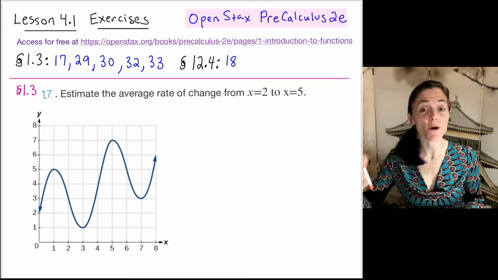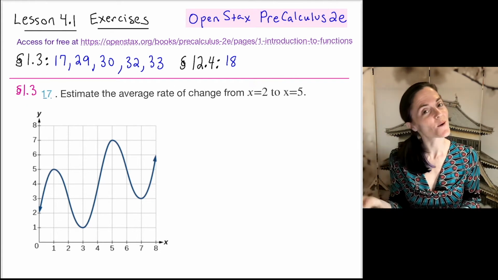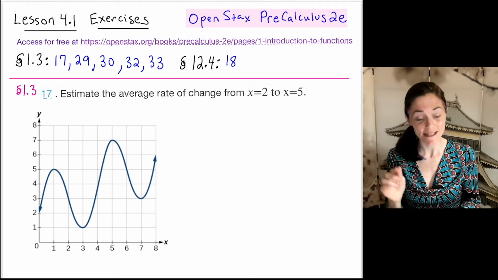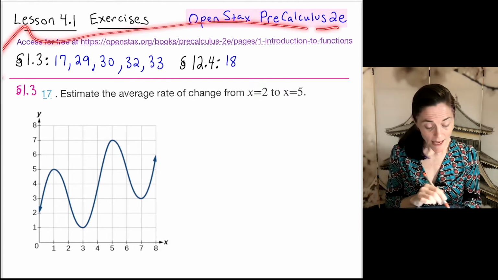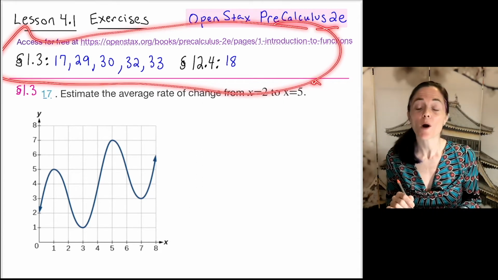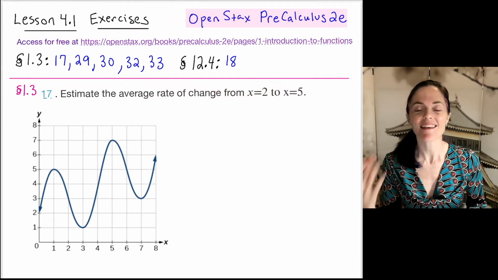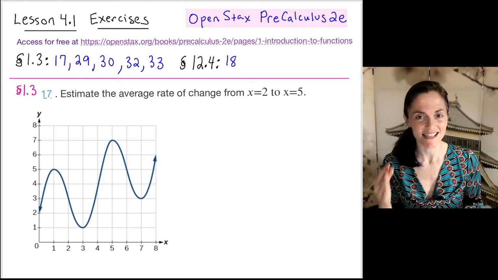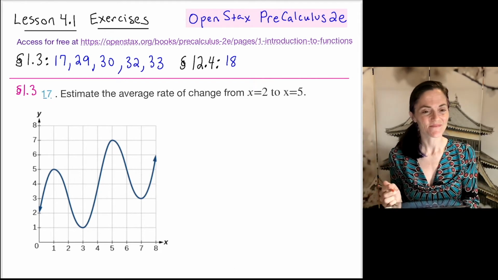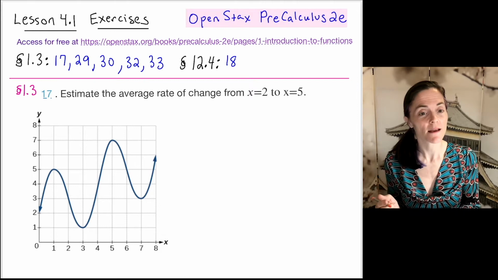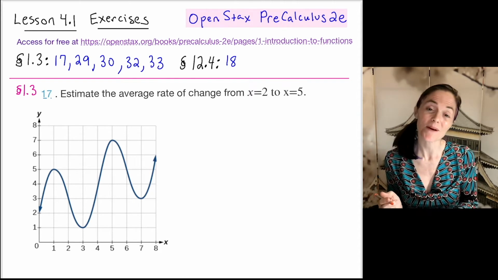We are ready for the exercises for lesson 4.1, which was average rates of change. The ones I will work over are here from OpenStax Precalculus 2E. You should try them, then come back to this video. We will discuss these solutions. We begin with 17 from section 1.3.